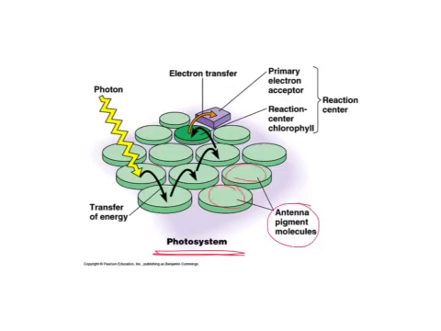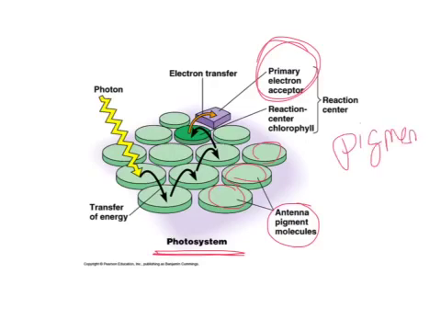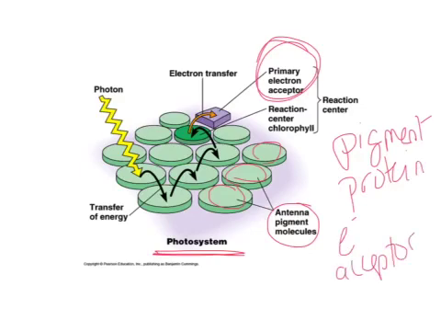So you've got all these little green circles here. These are your pigment molecules. You've got a cluster of pigment molecules bound to proteins, and there's a primary electron acceptor. What you need to realize here is I've got some pigments, some proteins, and an electron acceptor. All those things combined are going to make up my photosystem. And I've got two photosystems here.